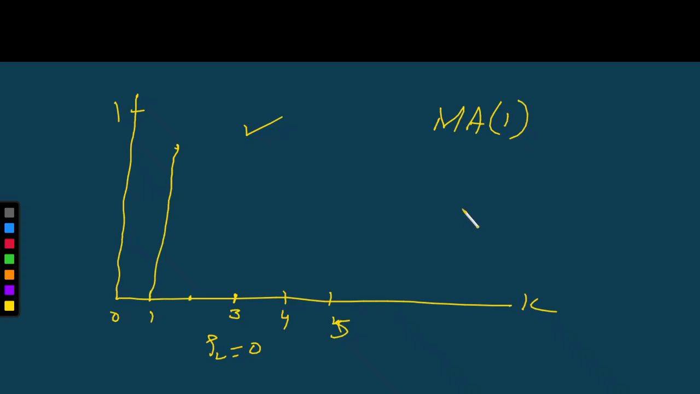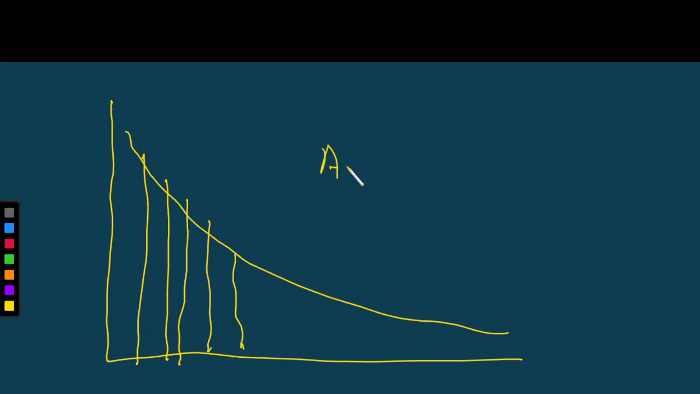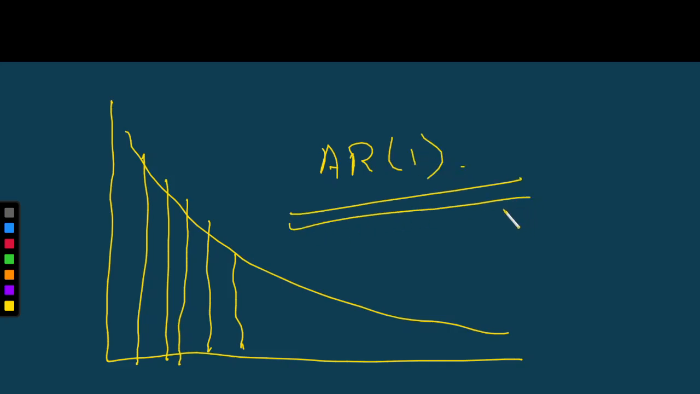If you have an ACF that is geometrically decaying, A1 squared, A1 cubed, A1 to the 4, A1 to the 5, so it's not becoming 0, then it means it's an AR1 process. So in this way, I have tried to explain how you can identify an MA1 process and an AR1 process from the ACF.